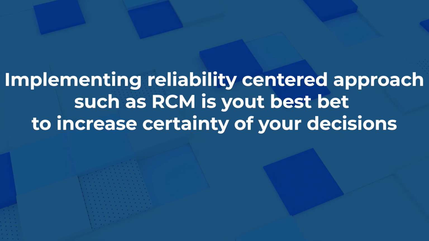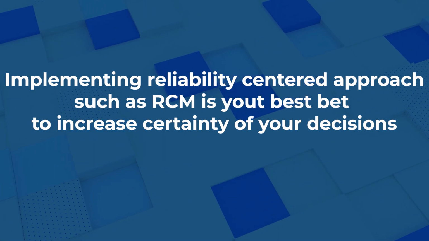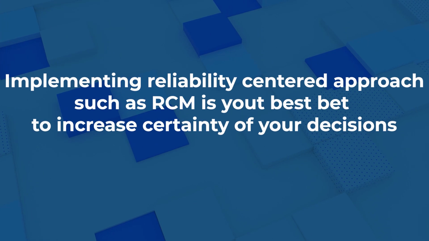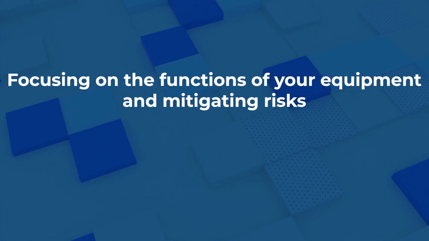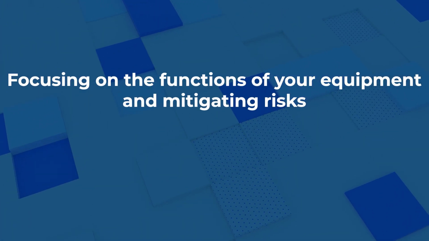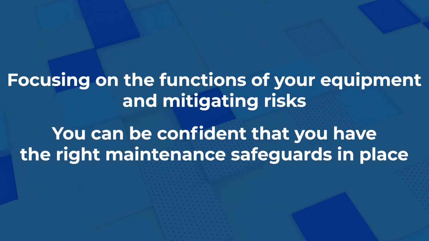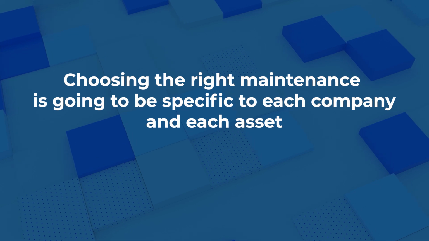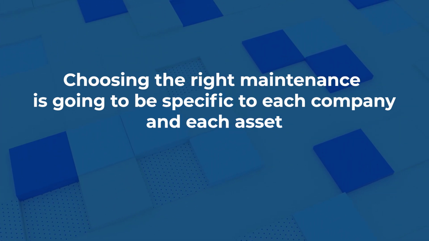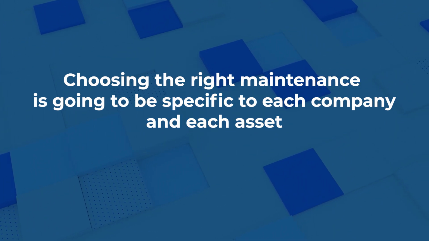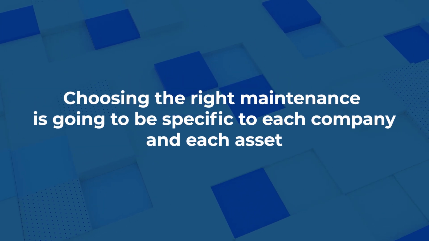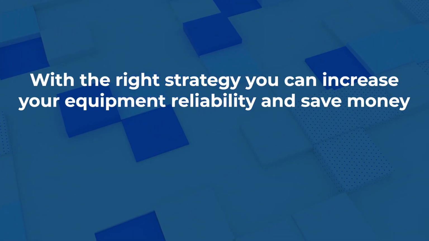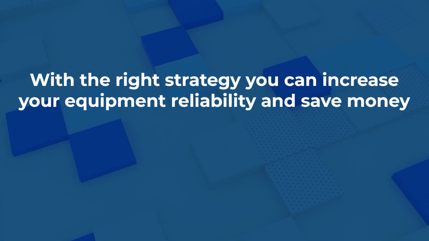Implementing a reliability-centered approach, such as RCM, is your best bet to increase the certainty of your decisions. By focusing on the functions of your equipment and mitigating risks, you can be confident that you have the right maintenance safeguards in place. Remember, choosing the right type of maintenance is going to be specific to each company and to each asset. But with the right strategy, you can increase your equipment reliability and save money while doing so.